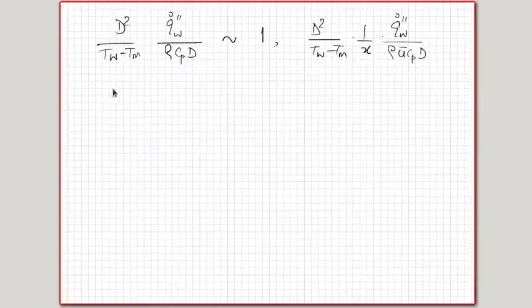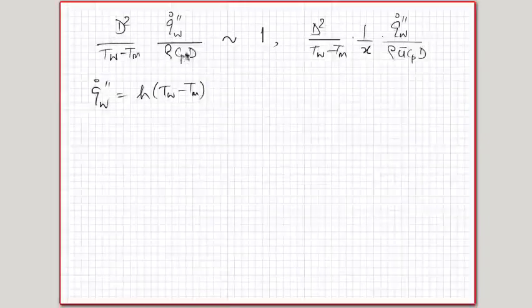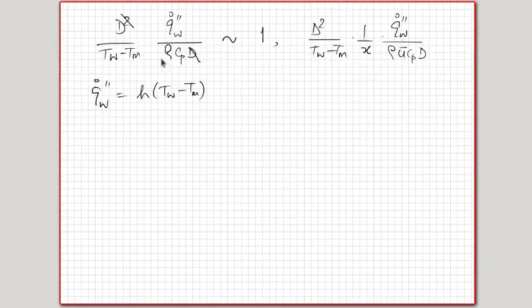Now let's simplify this. So we understand that the wall heat flux is written at any location, at any x, as H at that location multiplied by T wall minus Tm, and therefore Q dot divided by T wall minus Tm would actually be H. Okay, so then this 1d gets cancelled.